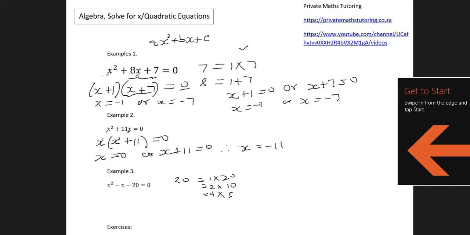But you see now, our middle term is minus x, so the coefficient is minus 1. So we need the factors that when we multiply them, they give us 20, and when we add them, they must give us minus 1. Which terms are there? These two terms seem to be perfect for what I'm looking for. So how can I get minus 1? I can only get minus 1 from 4 minus 5. 4 minus 5 is minus 1, right?